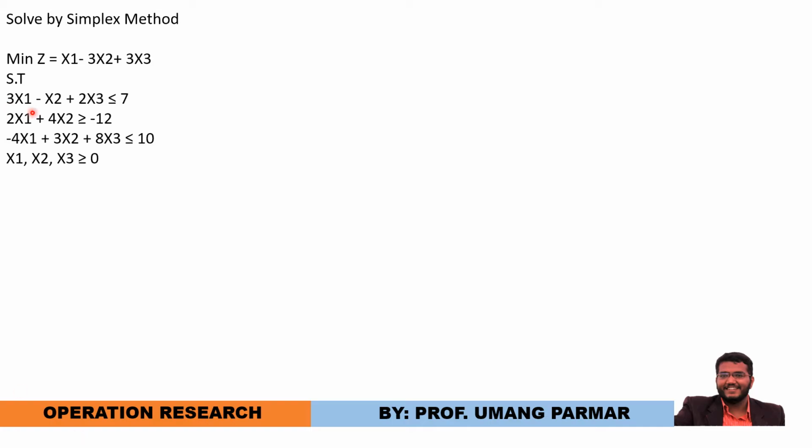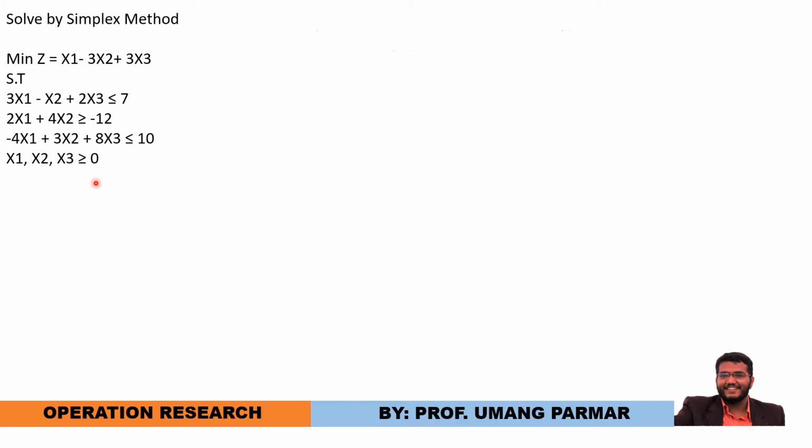are 3x1 minus x2 plus 2x3 less than or equal to 7, 2x1 plus 4x2 greater than or equal to minus 12, minus 4x1 plus 3x2 plus 8x3 less than or equal to 10, where x1, x2, x3 are all variables greater than or equal to 0.